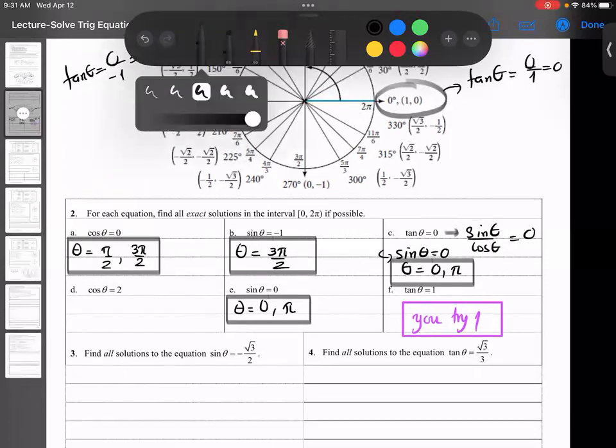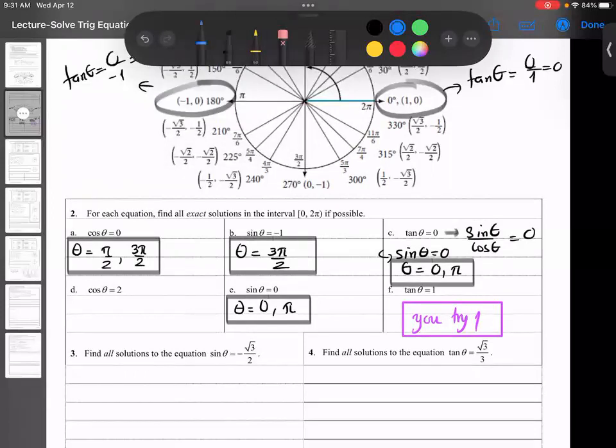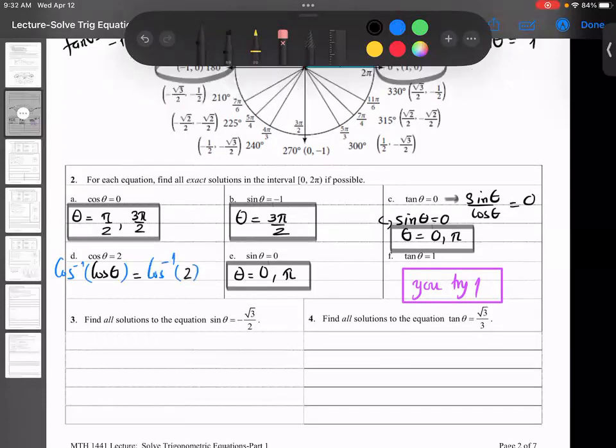Yes. So say I take cosine inverse of cosine theta, and then cosine inverse of 2. What is the domain of cosine inverse? You've got to remember. Negative 1 to 1, right? But 2 is not in there. Since 2 does not belong to negative 1 to 1, no solution.